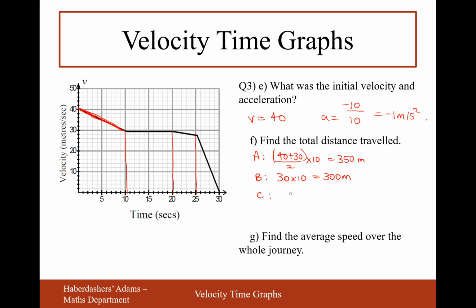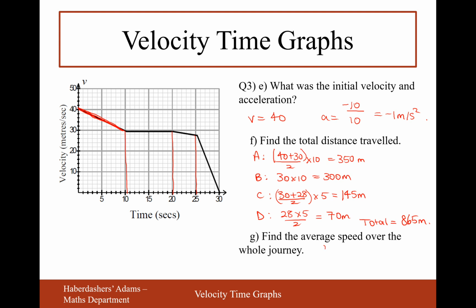Section C is a trapezium, that's going to be 30 plus 28 divided by 2 times by 5. So that's going to be 29 times 5, which is 145. And section D is a triangle, that's going to be 28 times 5 divided by 2. 28 times 5 divided by 2 equals 70 meters travelled there. So the total distance travelled here is going to be 650 add 145 add 70 equals 865 meters.